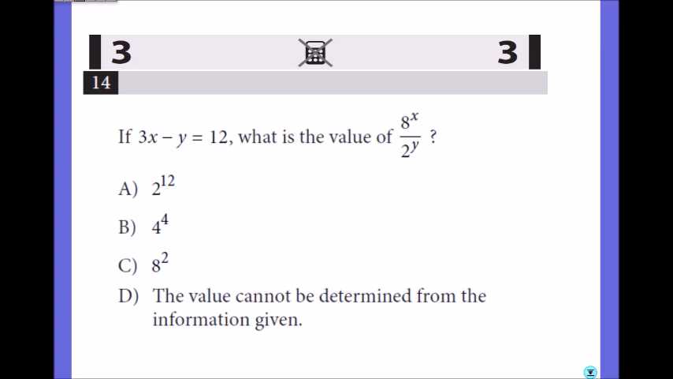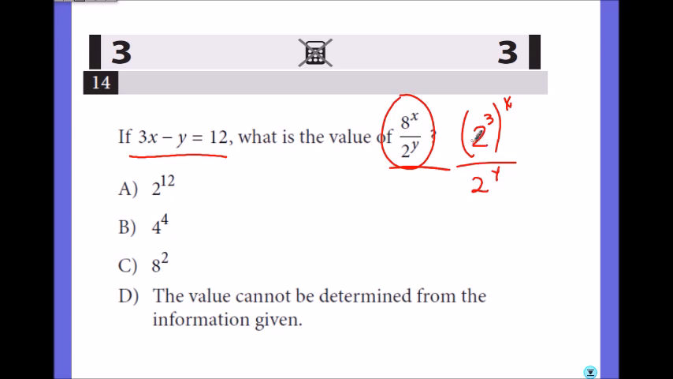If 3x minus y is 12, what is the value of that? So again, we don't have enough information to solve for x and y separately. Again, there is always an easier way to go from here to whatever they're asking for. So let's go ahead and simplify this expression. So you can raise 8 to 2 to the 3 to make it 8, and it's 8 to the x over 2 to the y. Always try to find the common base if you have exponents. And when a power is raised to a power, you multiply. So it's 2 to the 3x over 2 to the y.